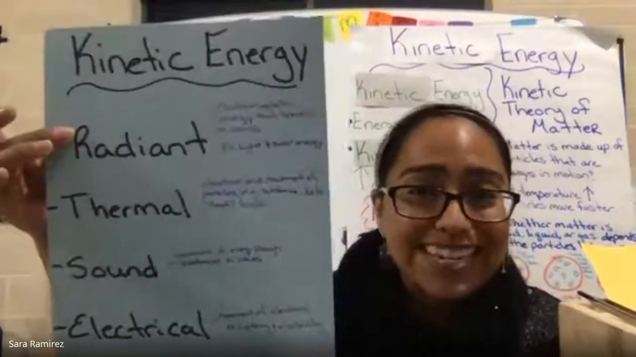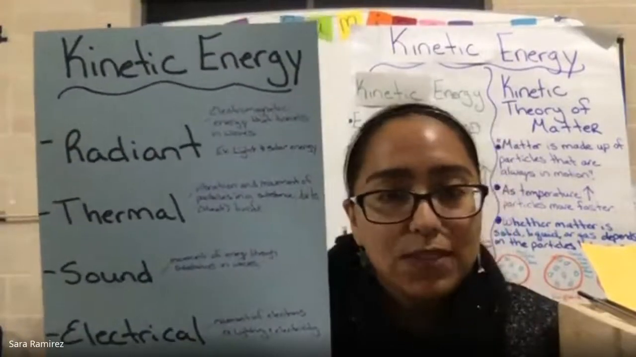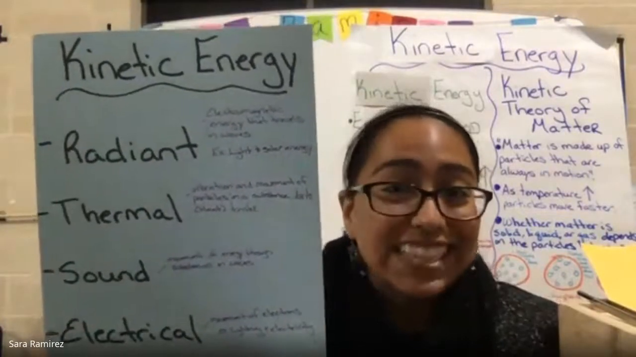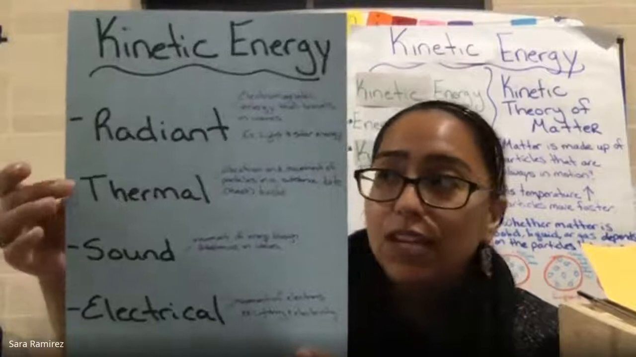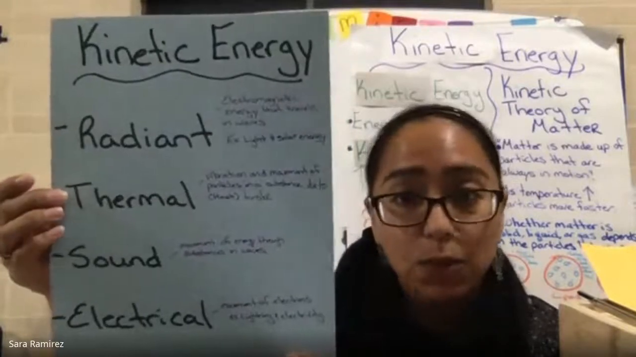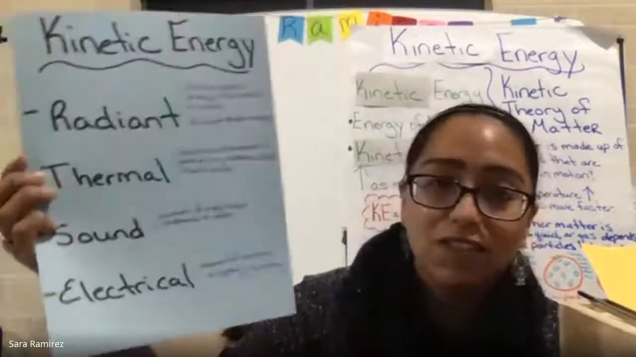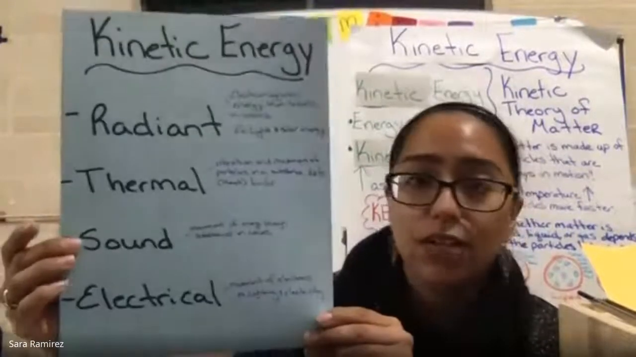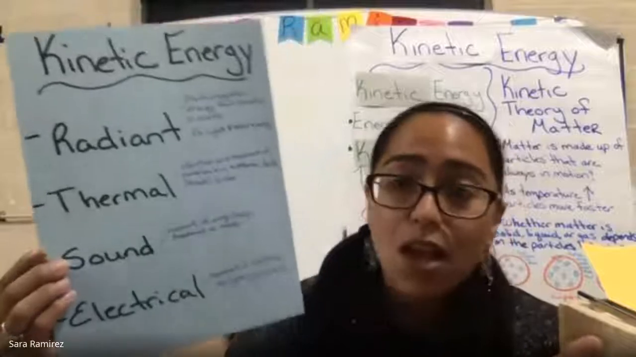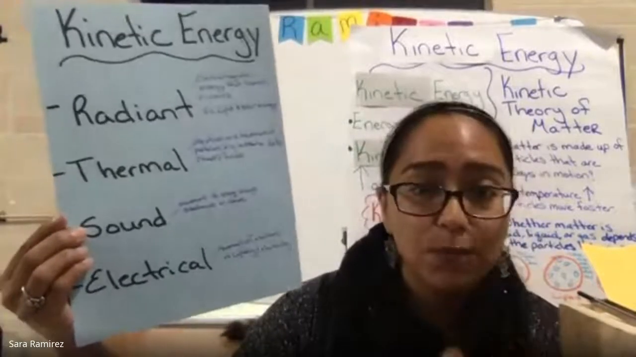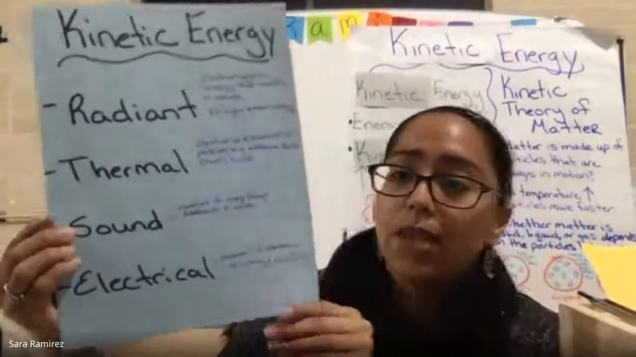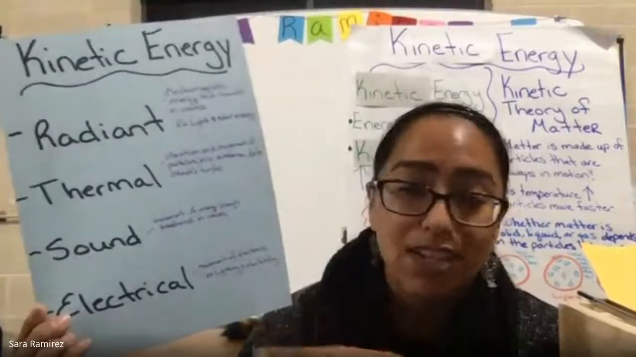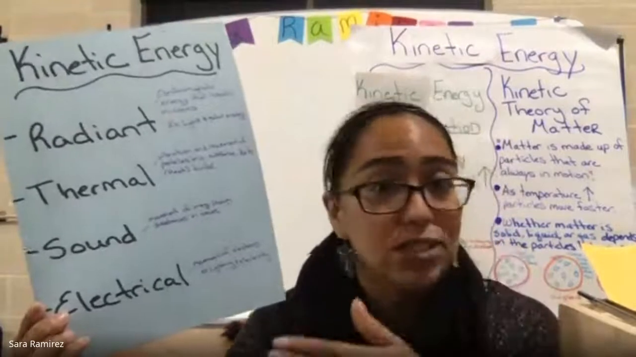It can be radiant energy. Radiant energy would be things like electromagnetic waves, and that would be evident in things like light and solar energy. Another example of kinetic energy would be thermal energy. So thermal energy is just the vibration and movement of particles within substances. Another example of kinetic energy would be sound. So we hear sound because it's the movement of energy through a medium. And then also electrical energy. Electrical energy is just the movement of electrons. Examples of that would be things like electricity and lightning.